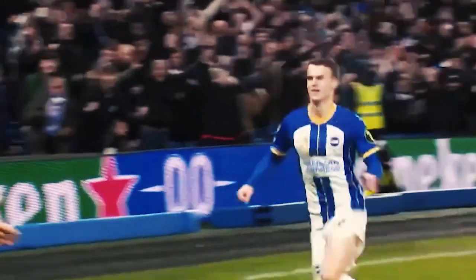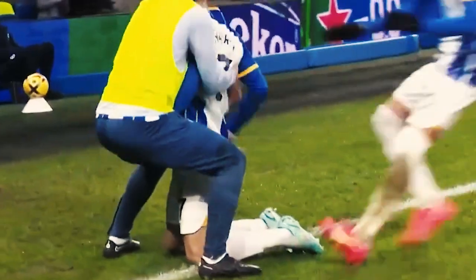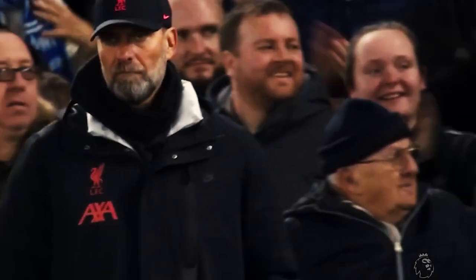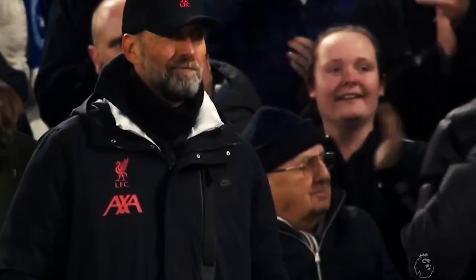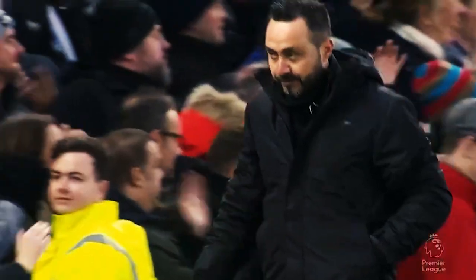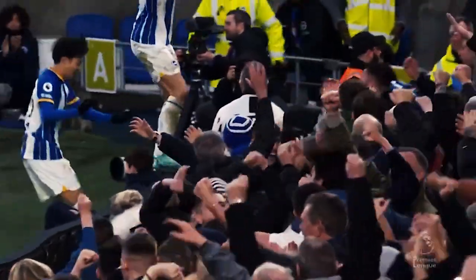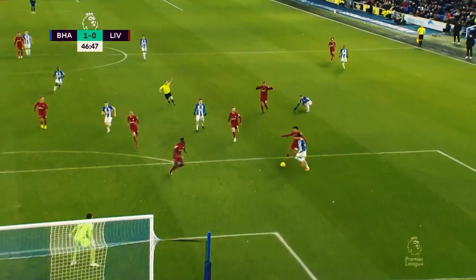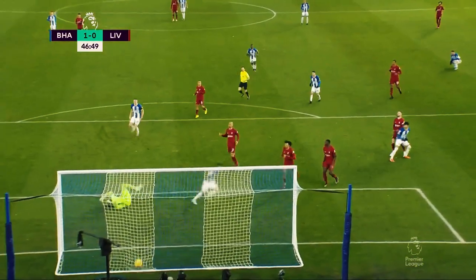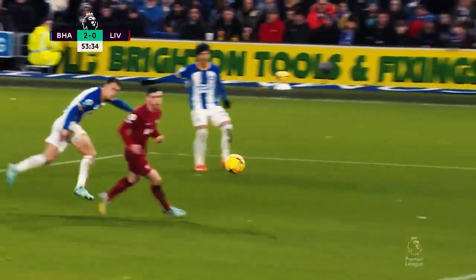Flag stays down. Solly March celebrates. It was expected to be an exciting encounter as Jurgen Klopp's Liverpool travelled to the Amex to take on Roberto De Zerbi's Brighton. The Seagulls dominated possession and were 3-0 winners over Liverpool thanks to two second-half goals by Solly March and another from Danny Welbeck.